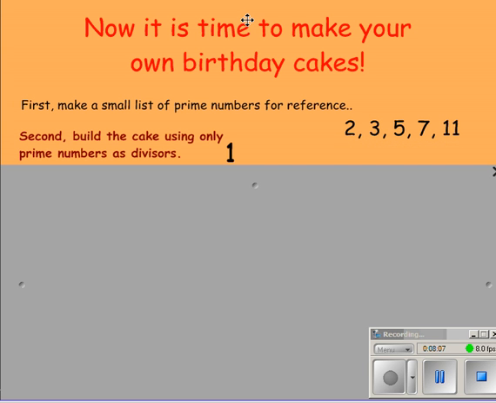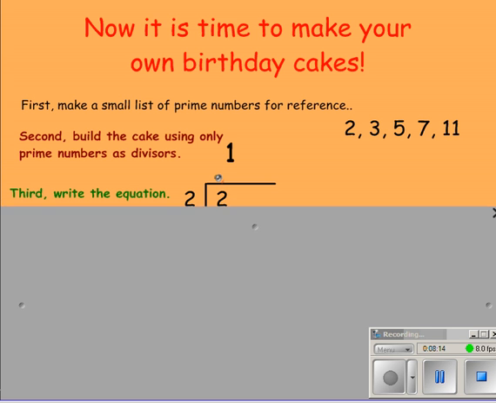Second, you're going to build a cake using prime numbers as divisors. You can start with 1. Okay? So you have 2.